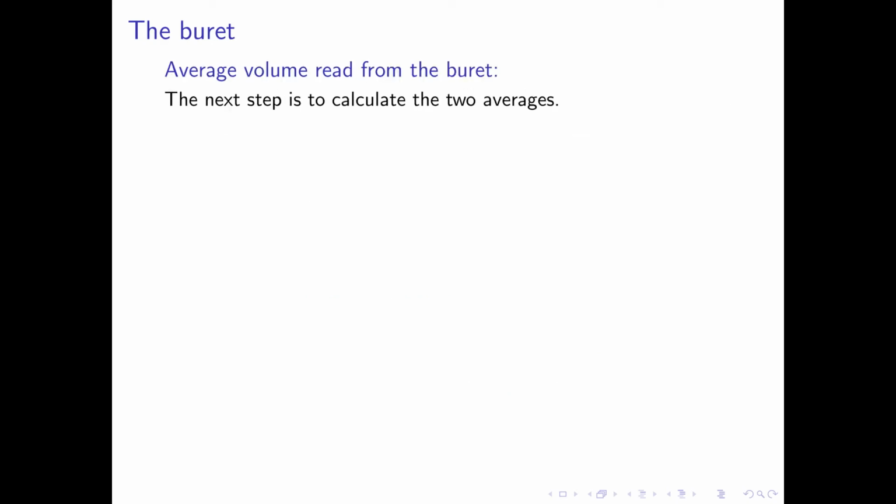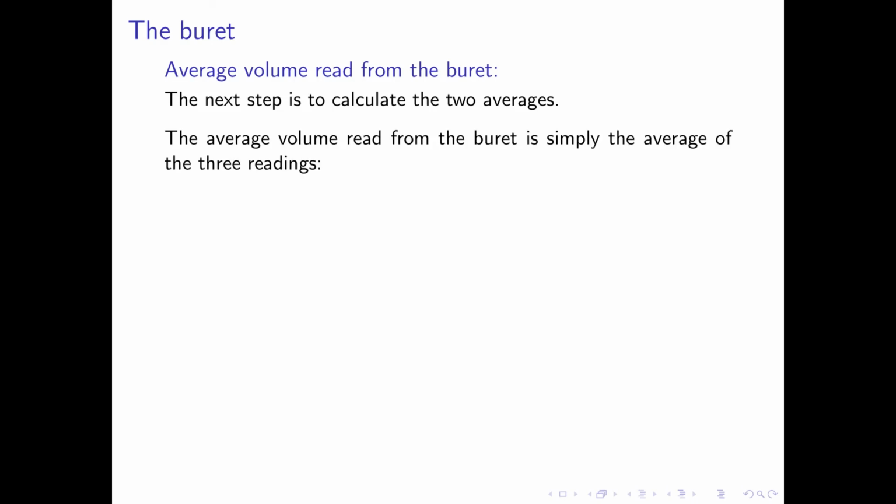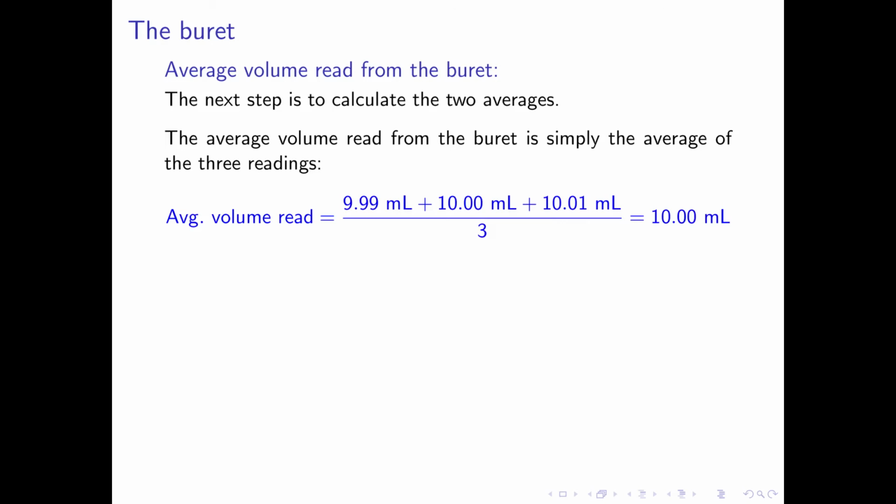Now we can calculate the two averages of the volumes. The average volume read from the burette, as before, is simply the average of the three readings, but this time the three readings are all different. This gives the average volume read to be 9.99 milliliters plus 10.00 milliliters plus 10.01 milliliters, all divided by 3, or 10.00 milliliters for my data.